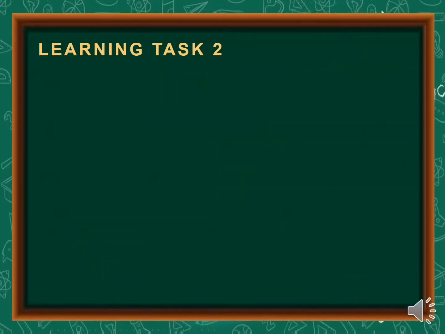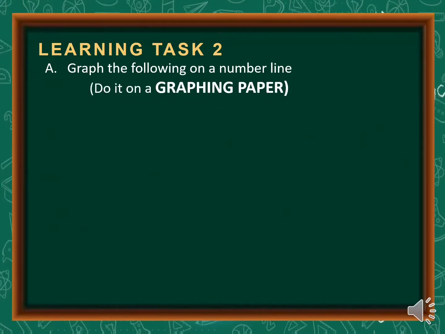For your learning task number 2 on page 24 of your module, for your letter A, you have to graph the following on a number line. So please do it on a graphing paper. Okay, so para saktong-sakto yung ating line, you will also use your ruler, okay? Para straight line. Now, for given number 1, we have x is greater than positive 2. Again, x is greater than positive 2.